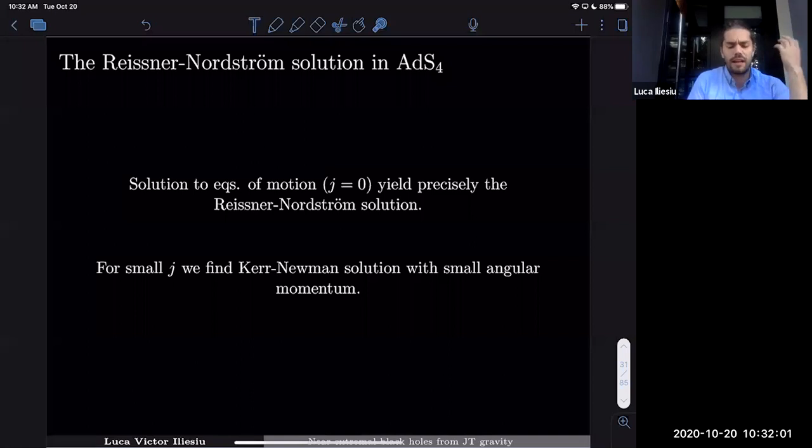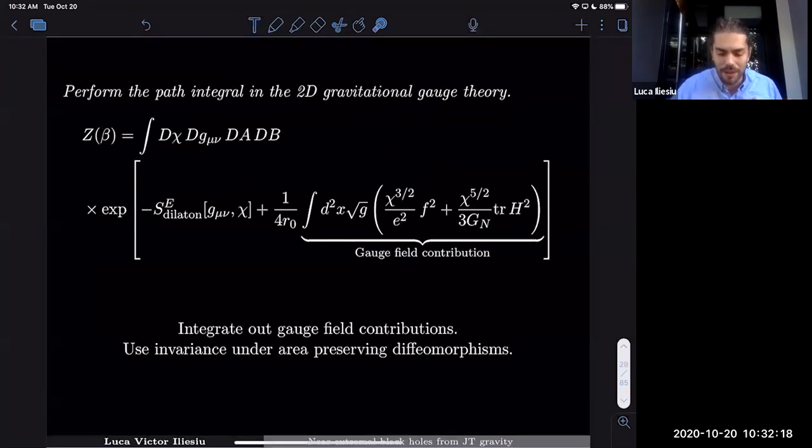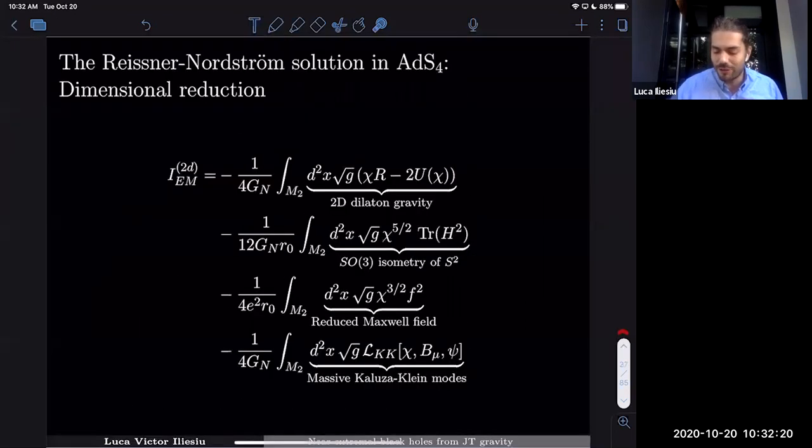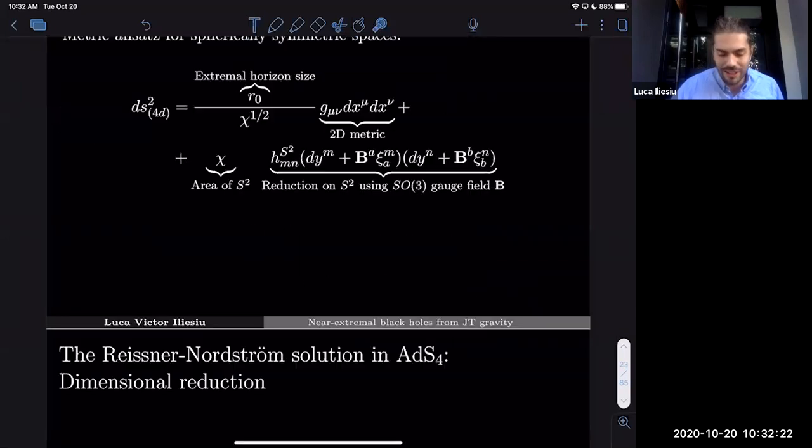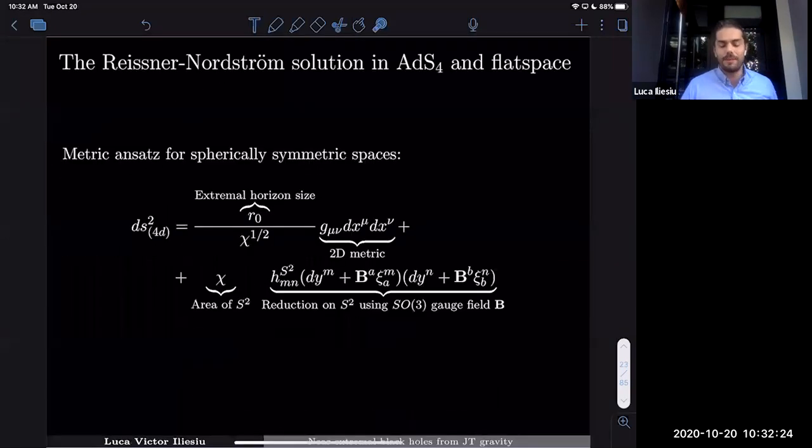And it turns out that if you turn on J, instead of finding Reissner-Nordström solutions, you find small deformations, which are called Kerr-Newman solutions. And actually, one thing that we learned in this project is that a funny way of writing the Kerr-Newman metric is actually the following.